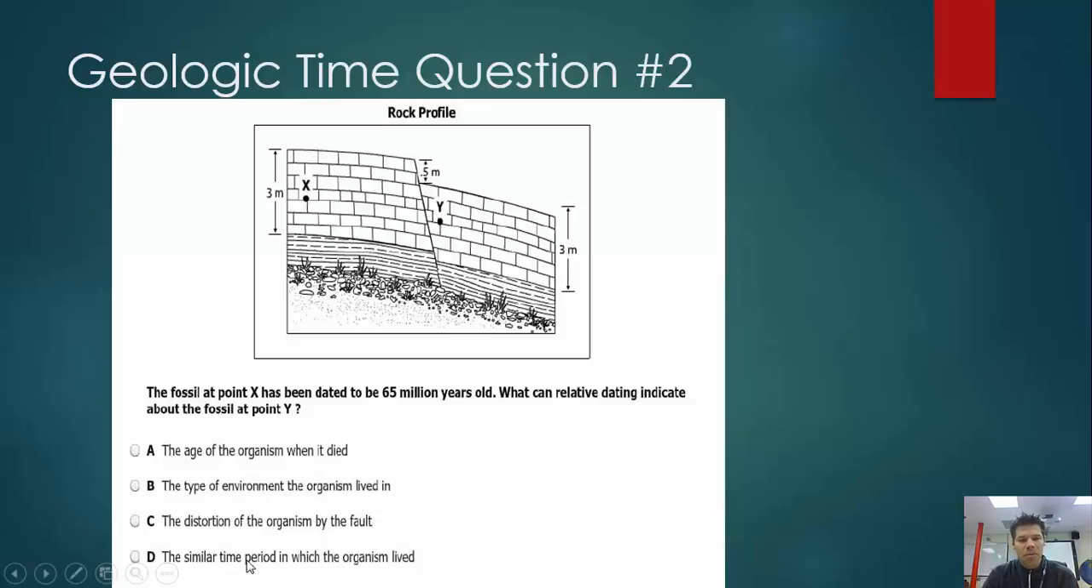The similar time period in which the organism lived. Yes, D is the right answer. You can tell that they lived at about the same time in history because they're found in the same layer of rock.